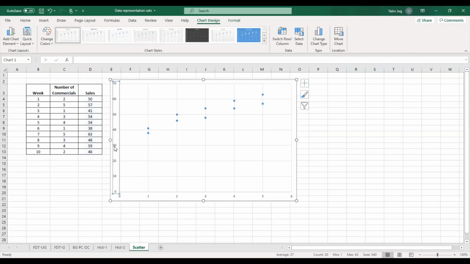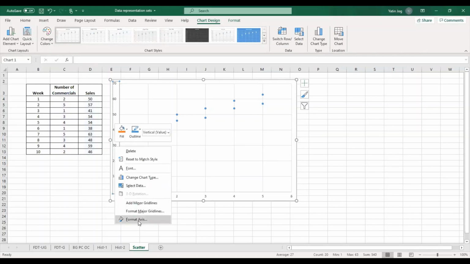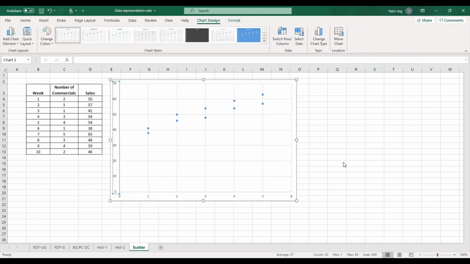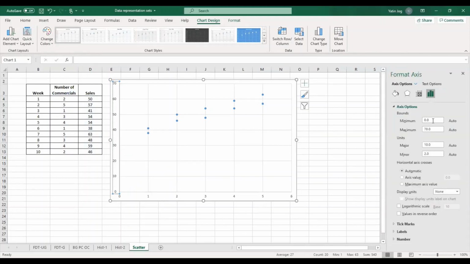So what we can do is just select the y-axis, right click and choose format axis. If you click on format axis, it will ask for the minimum and maximum values. Right now the minimum is 0 by default and the maximum is 70. You can change that and make the minimum 30.